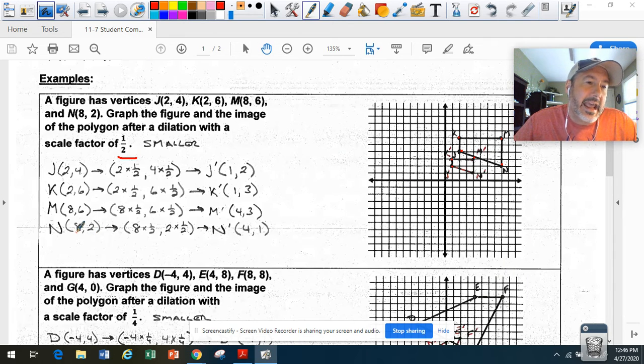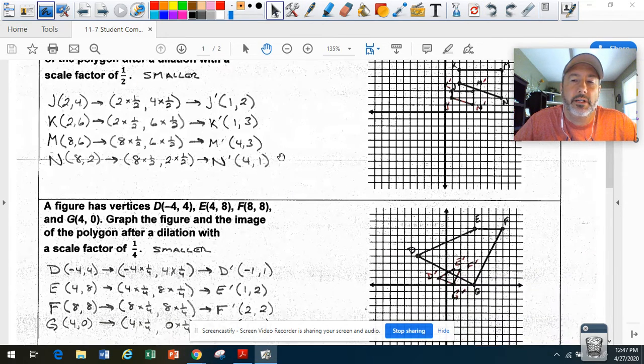Plot that. n, 8, 2. 8 times 1/2 is 4. 2 times 1/2 is 1. So 4 comma 1 is our n prime located here. Connect your points, and then we have just reduced it. Very good. Very, very good.